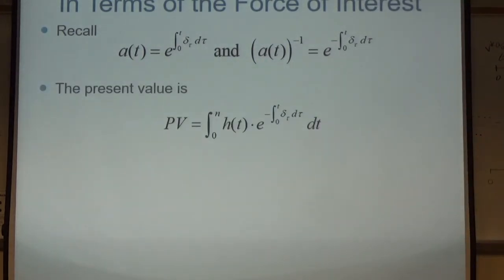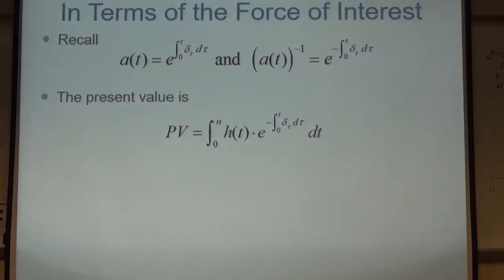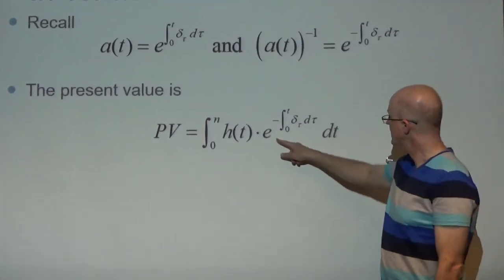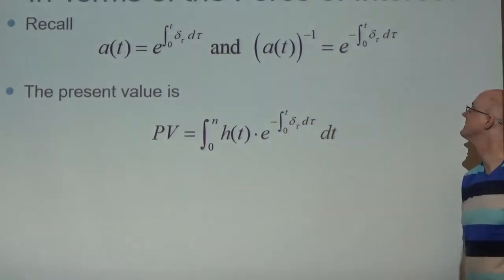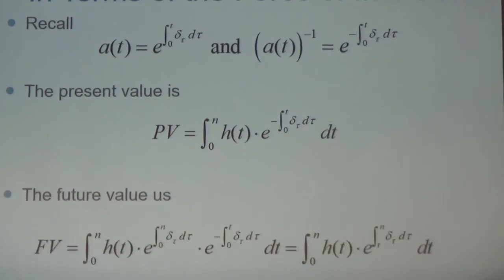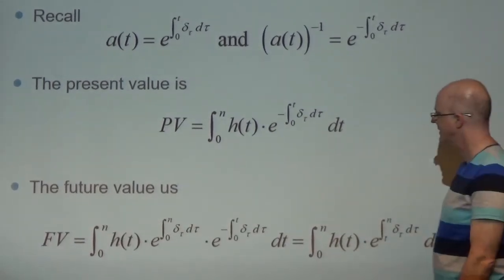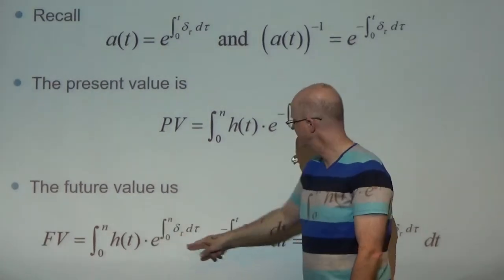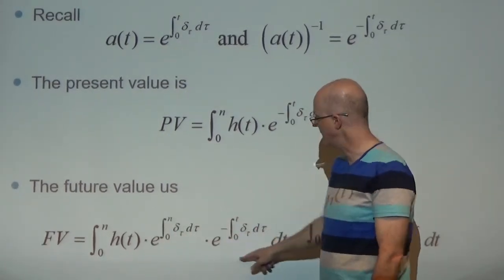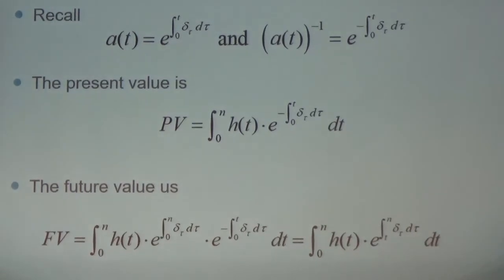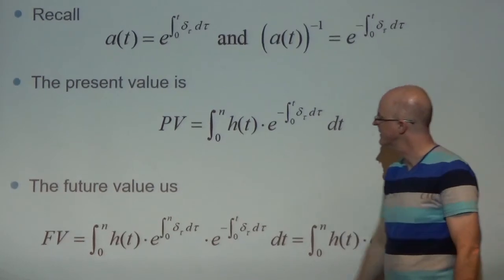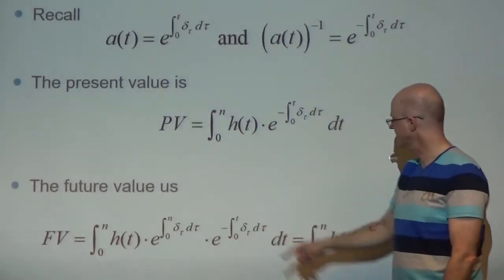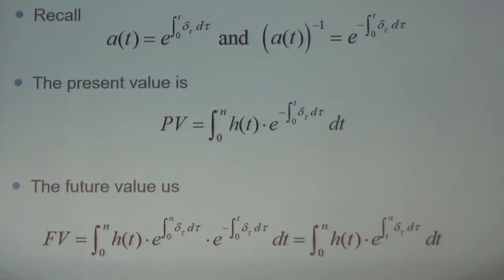Therefore, you can rewrite the present value from the previous slide like this. This thing is the same as a of t to the negative 1 power. And the future value, like this. This is a of n. This is a of t to the negative 1 power. You can simplify it by subtracting the exponents and also using properties of integrals: the integral from 0 to n minus the integral from 0 to t would be the same as the integral from t to n. So it can be simplified to that.